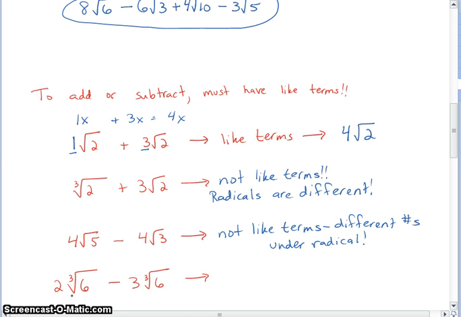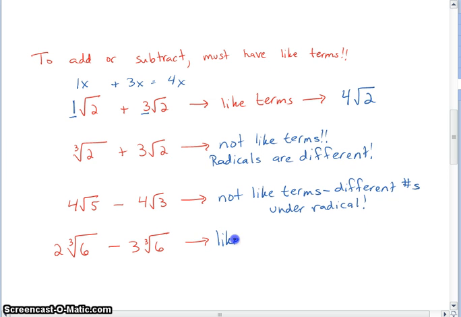What about 2 times the cube root of 6 minus 3 cube root of 6? Those are like terms. These are like terms because they're both cube roots and because they both have a 6 underneath the radical. So what happens when I take 2 cube root of 6 minus 3 cube root of 6? I get negative 1 cube root of 6, which is the same as just negative cube root of 6. Remember that 3 has to be there, otherwise you changed it. Has to be the cube root, so it has to have that 3 right there.